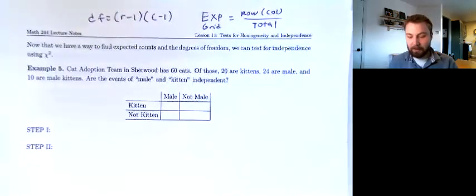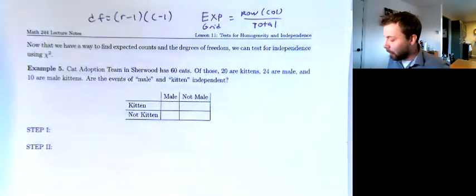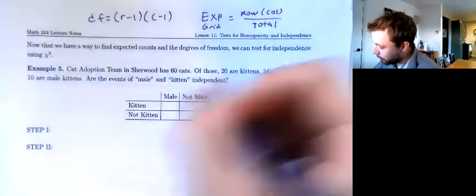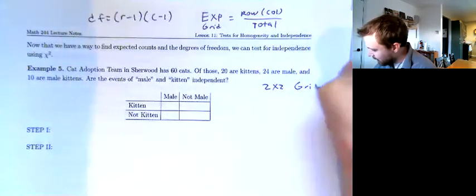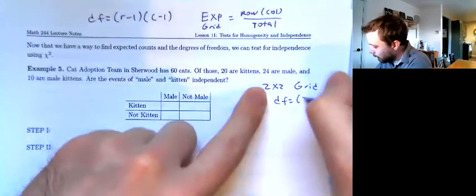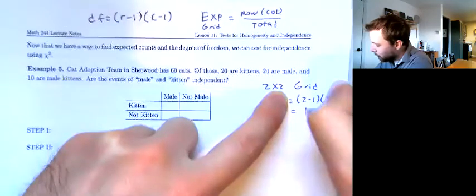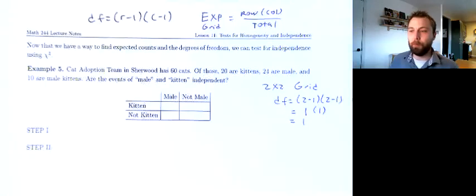Now I'm going to put a lot of things together on this next page. I'm actually going to look at a hypothesis test from start to finish. And I'm back to this cat adoption team in Sherwood problem that had 60 cats. I started with a 2 by 2 grid. So for degree of freedom, I'm going to have 2 minus 1 for the rows and 2 minus 1 for the columns. That's 1 times 1. I believe I'm going to have a degree of freedom of 1.